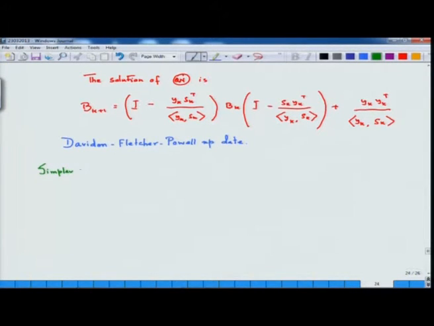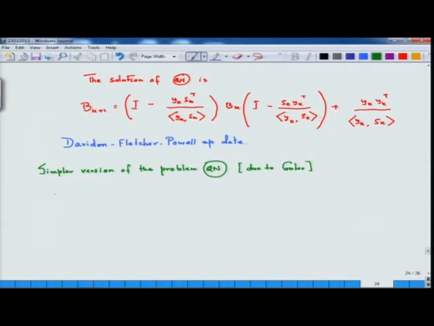So, a simpler version of problem Qn, due to Güler. Now, let us look at this problem. We will just look into this problem.